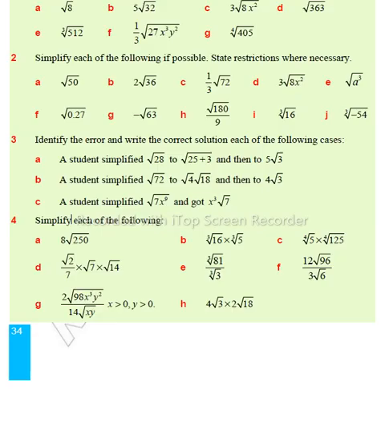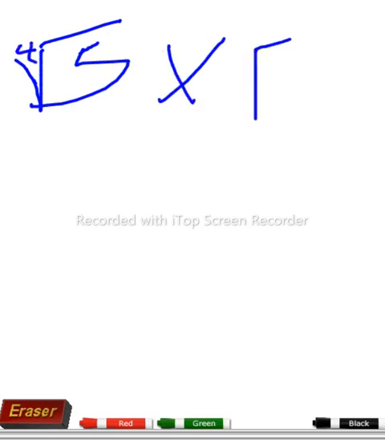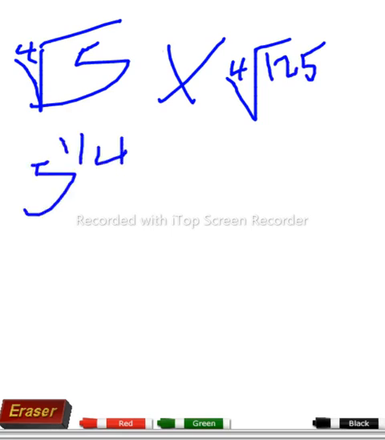We can also do this question another way. Let us write the question first: the fourth root of 5 times the fourth root of 125. Here we have 5 to the power of 1 over 4. We can write this like this, times again.